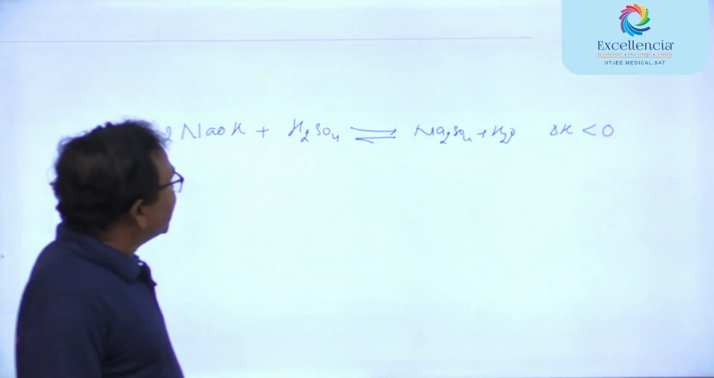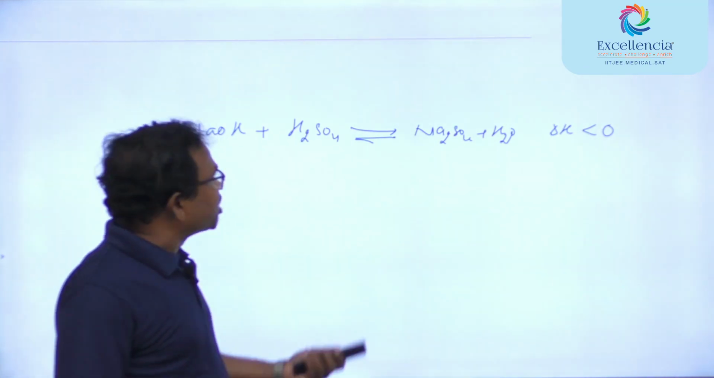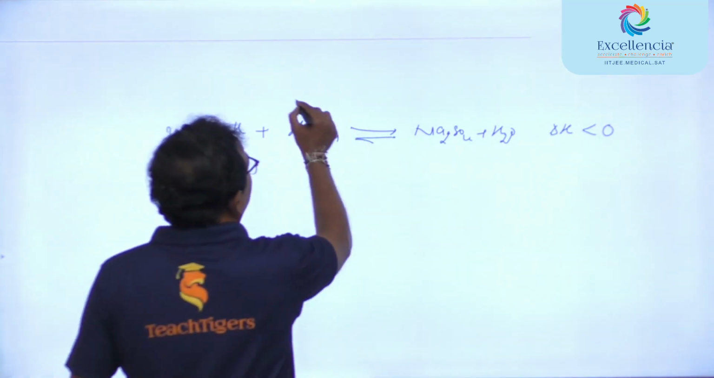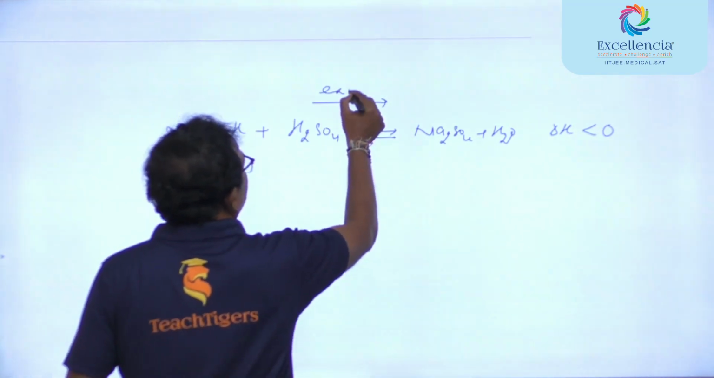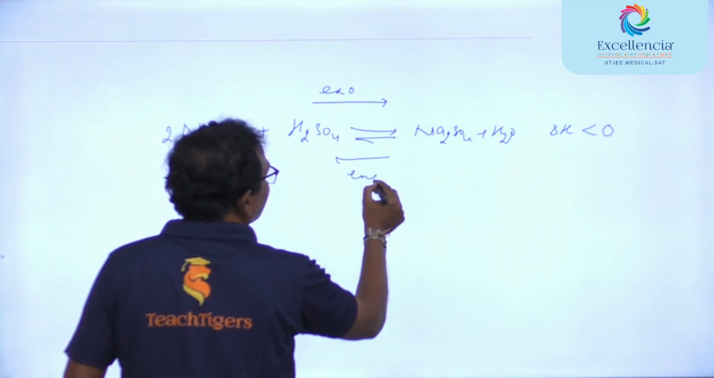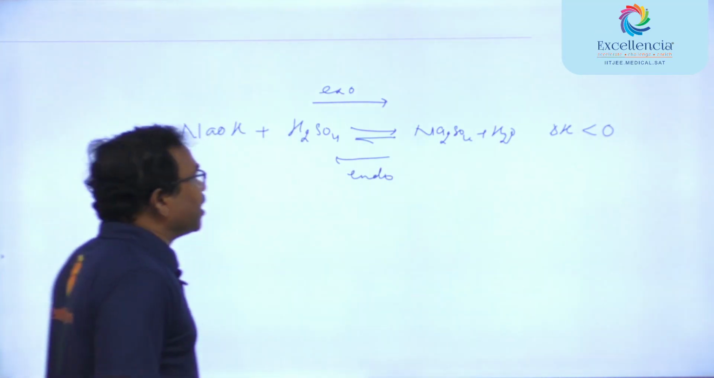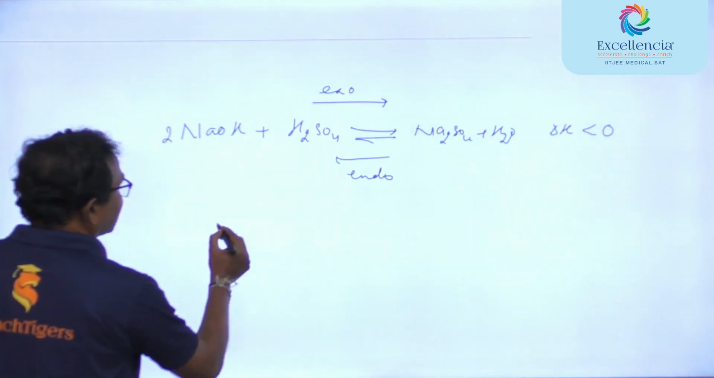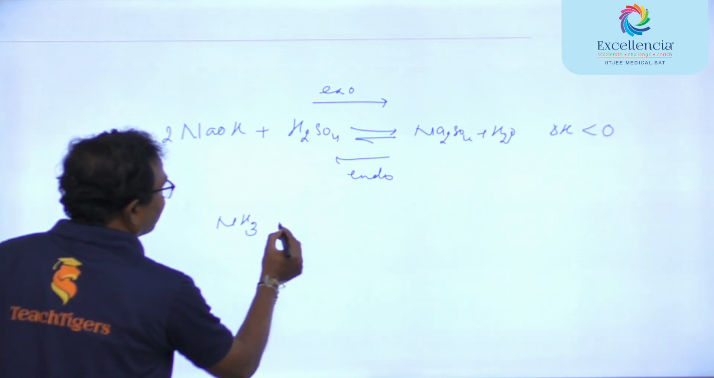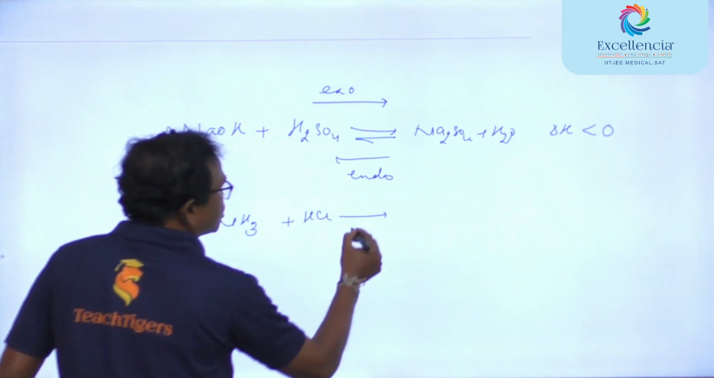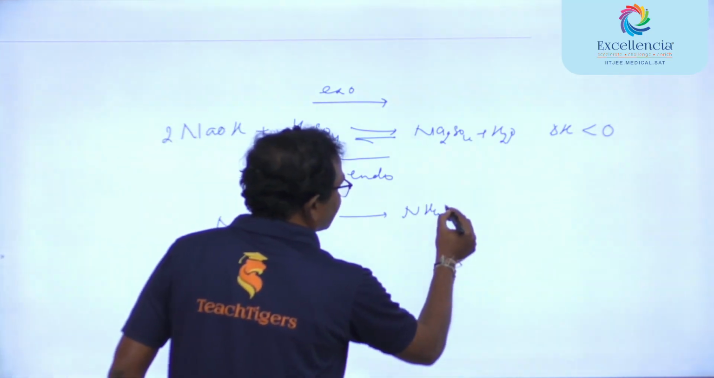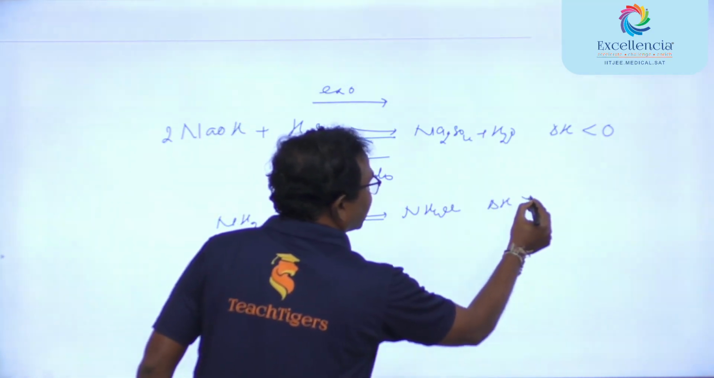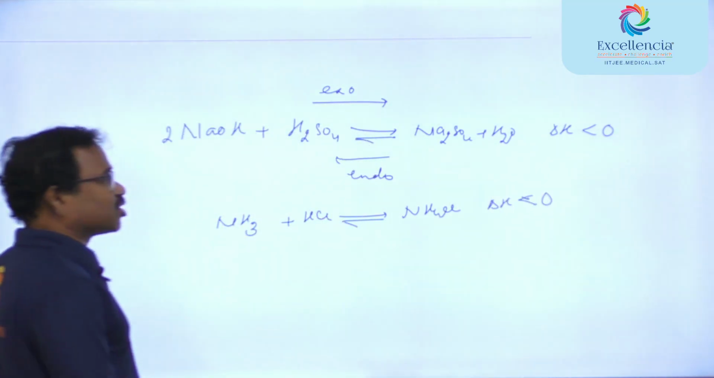So, if you apply Le Chatelier's principle, what is supposed to be here? So, forward is definitely exothermic and backward has to be an endothermic reaction. Now, connect this to the previous case. Ammonium chloride. Here, ammonia with HCl should give you ammonium chloride, that we know, an equilibrium reaction, and delta H has to be less than 0, exothermic.